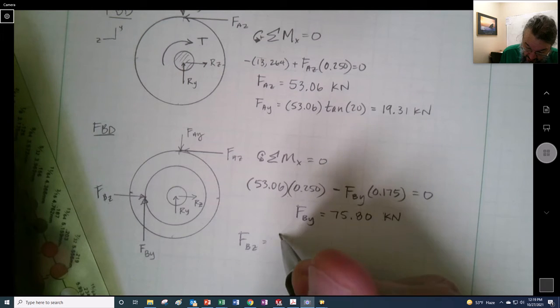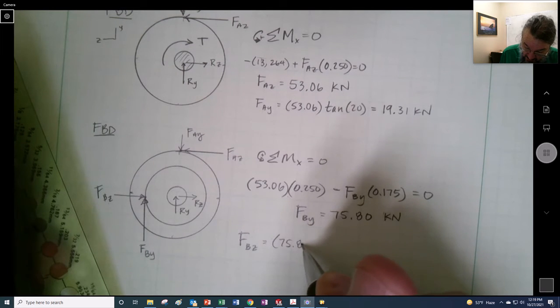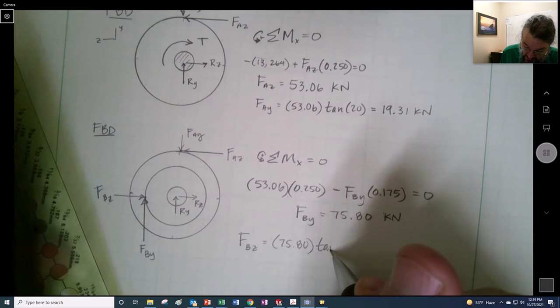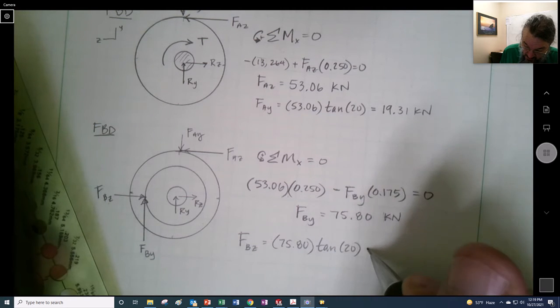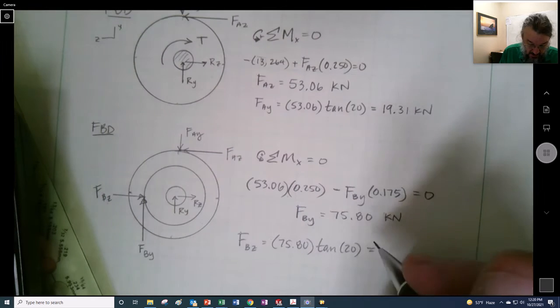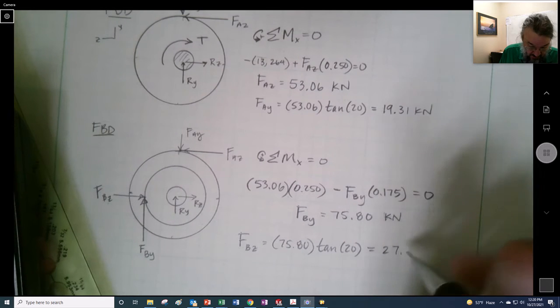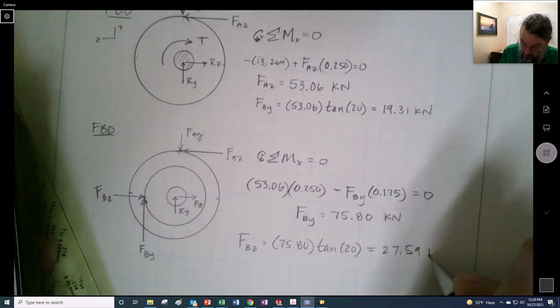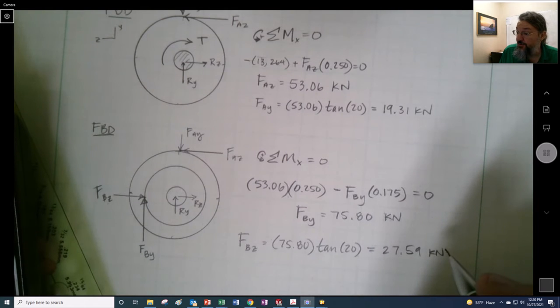FBZ is going to be 75.80 times the tangent of the pressure angle of the gear, 20, tan times, so it's 27.59 kilonewtons. Yeah, okay.